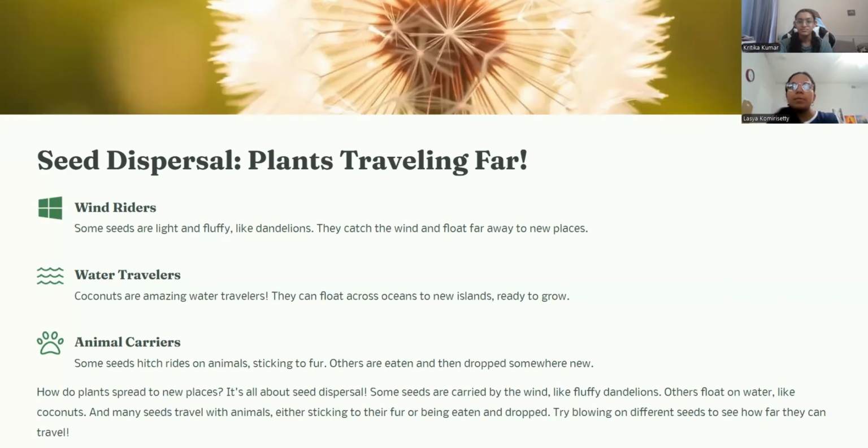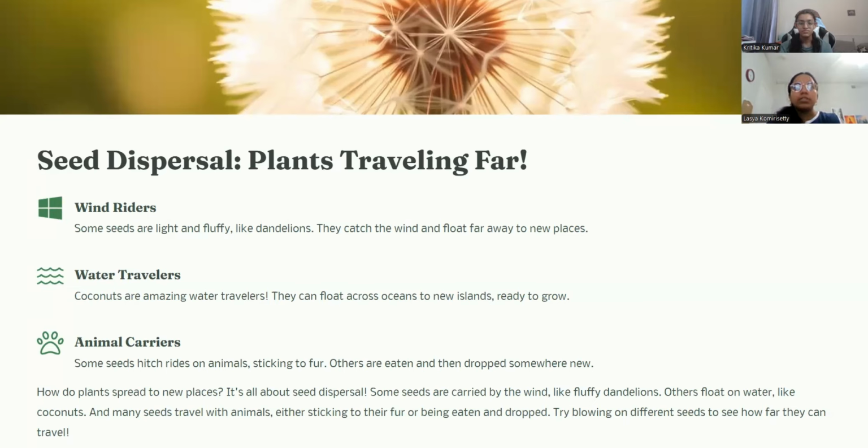Now we're going to talk about seed dispersal. Like we talked before, the plants with bright, vibrant colors attract pollinators, which help with seed dispersal. And this is how plants travel far. There are three different ways that plants do this. They're wind riders. Some seeds are light and fluffy, like dandelions. They catch the wind and float far away to new places.